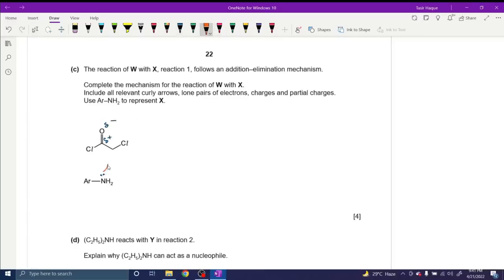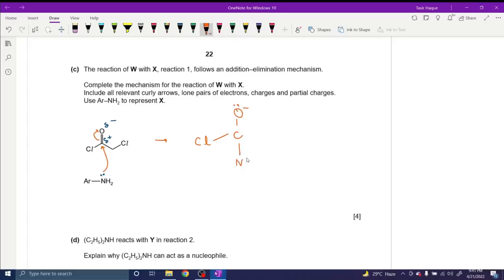The lone pair attacks this carbon atom over here, and this pi bond breaks temporarily. That's the keyword: it temporarily breaks. Now what happens? Since this amine group is attacking the carbon, the carbon can't have 5 bonds at a time, so the bond temporarily breaks, and the electron goes to oxygen and it becomes O- with an extra lone pair.